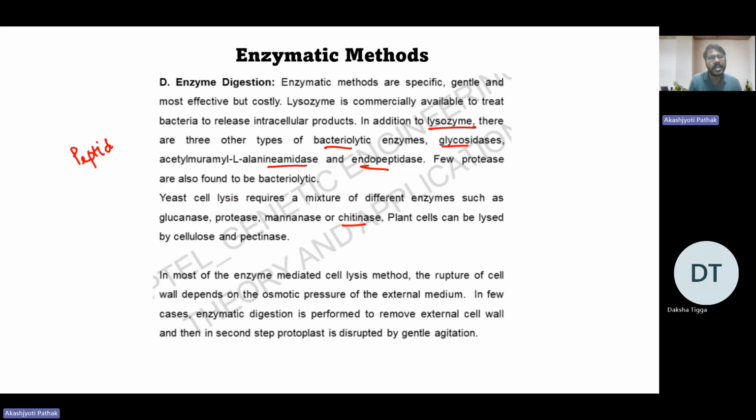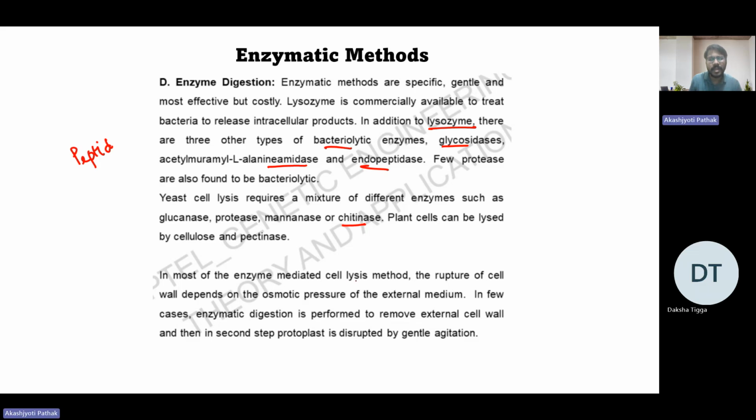Yeast is basically a fungus. The fungal cell wall is made up of chitin, so we can use chitinase. Then there are different types of carbohydrate groups attached to the cell wall, like mannans, or other sugar groups. So we can use glucanase, mannanase, all these.